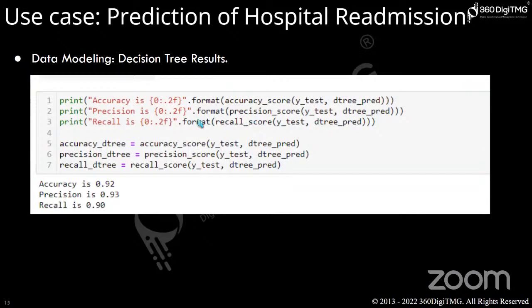Then we modeled this data. According to our model, we found accuracy is around 92%, precision is 93%, and recall is 90%. So we got good results for our model.